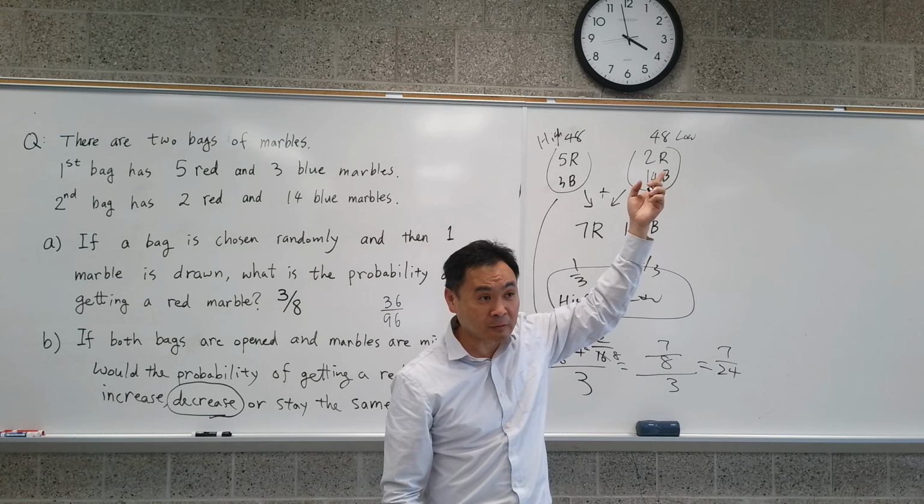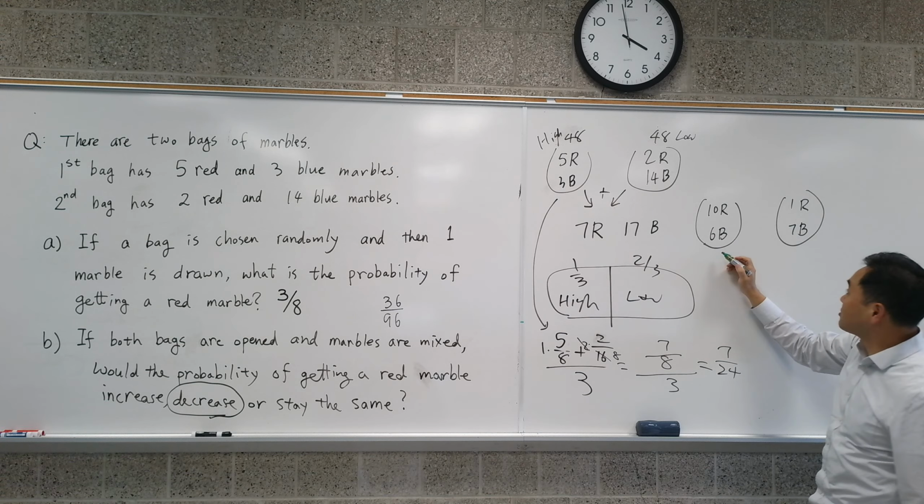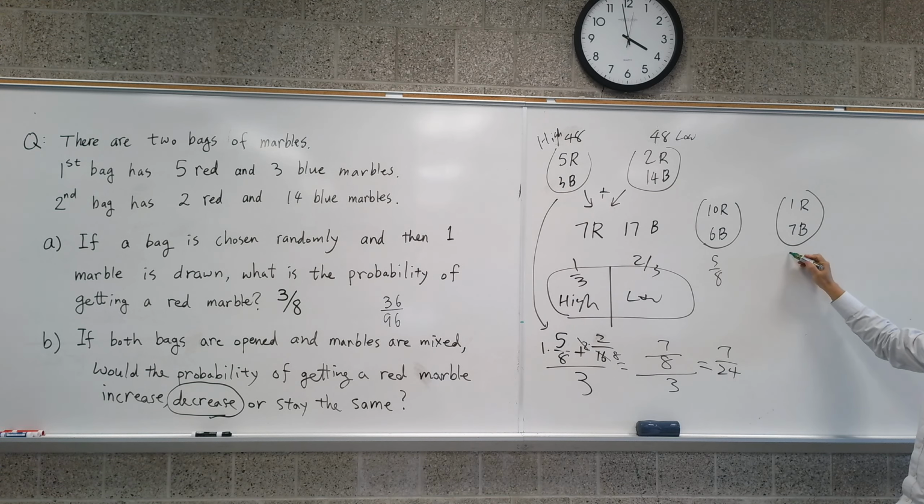Here's another situation. If it was instead 10 red marbles and 6 blue here, but then 1 red marble and 7 blue here, now the probability is, again, this is 5/8 and this is 1/8, same as before, since 2 out of 16 is the same as 1/8. So you might say, if I pull this together, would I still get 7 out of 24? No, we don't. It'll be 11 out of 24, not 7 out of 24, because now the higher one is more represented.